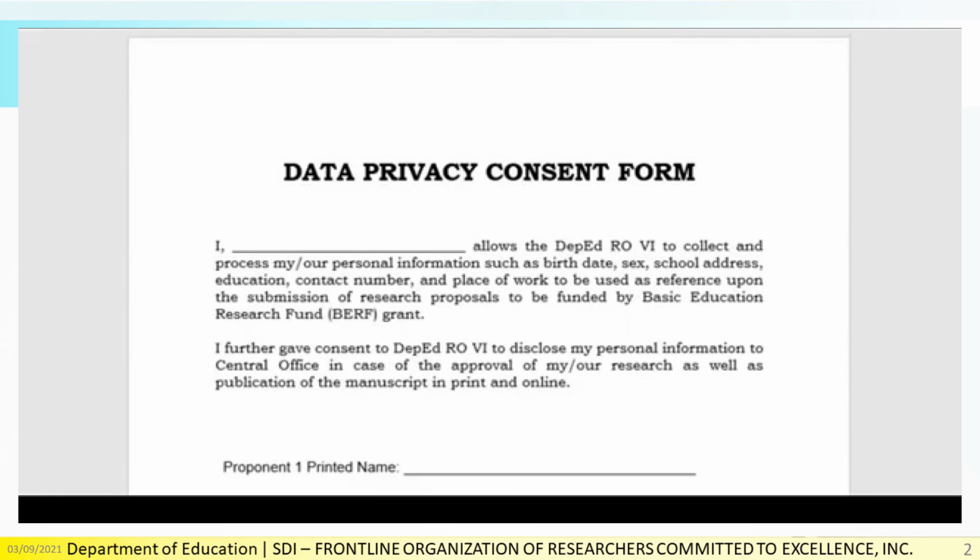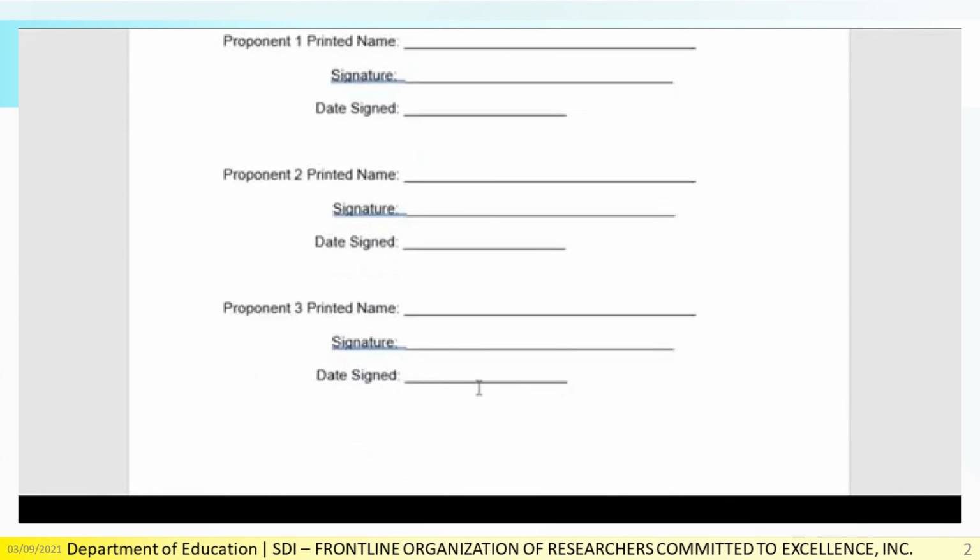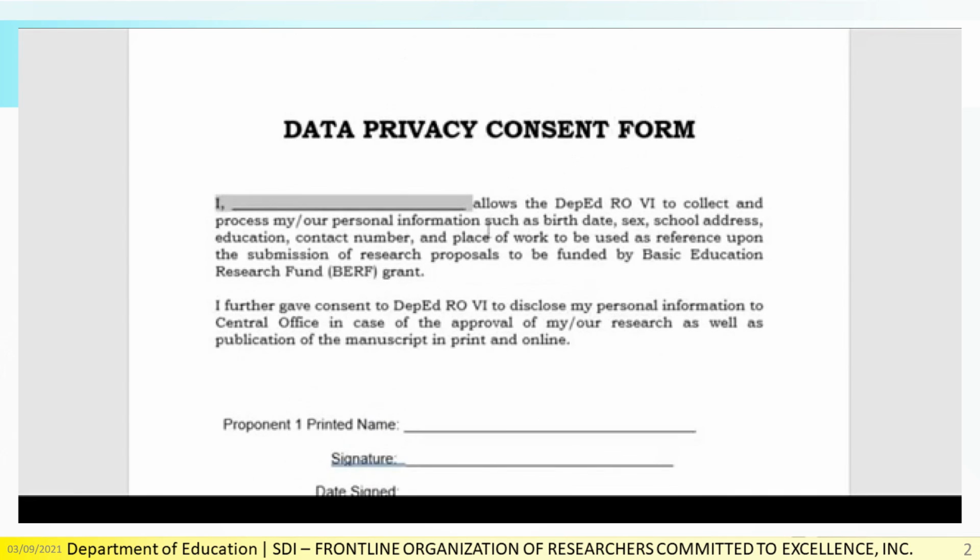Next to that, we have a data privacy consent form. So I, then you state your name, or you can come up with the we and all the 3 proponents. So printed name, signature, and the date signed. So same at the top on the blank, you can also enumerate the name of the proponents there.